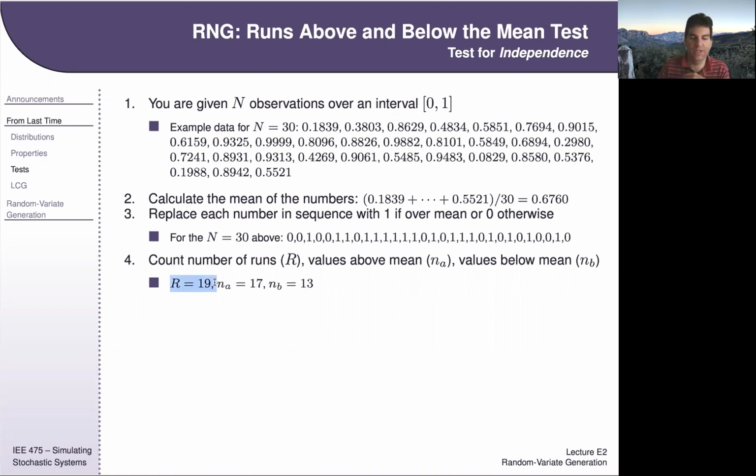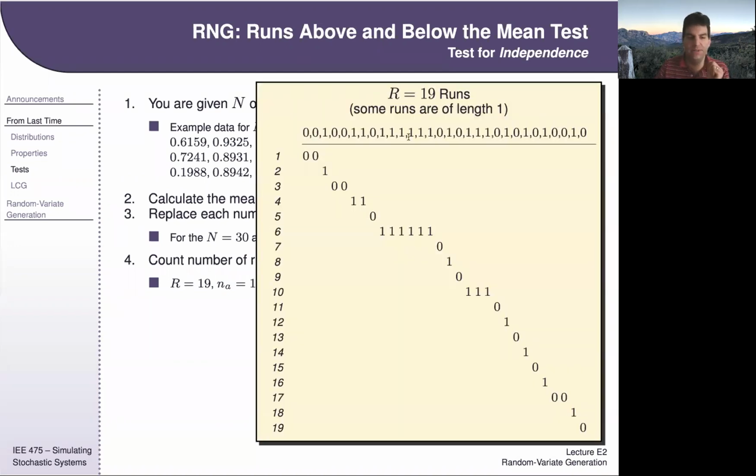Then I count the number of runs. What is a run? A run is a contiguous group of outcomes that are the same. So 0, 0 is a run. A single 1 is a run. Another 0, 0 is a run. This long string of ones is a single run. I can break those up. So here's that same output across the top, and I've now broken them up into all of their runs. There are 19 runs here. You can see the 0, 0 comes down, the 1 comes down, these 0, 0s come down. You can count out all 19 of these runs. So I got a run count of 19.